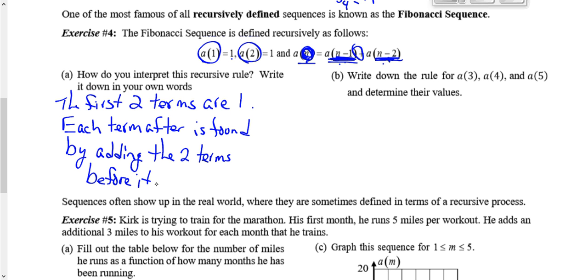Let's go to part B, just list them out. A of 1 we know is 1, yeah? For the second term, I'm going to use subscripts instead of their notation, because they both mean the same thing. You with me on that? So A sub 2 also equals 1. There's our first two terms.